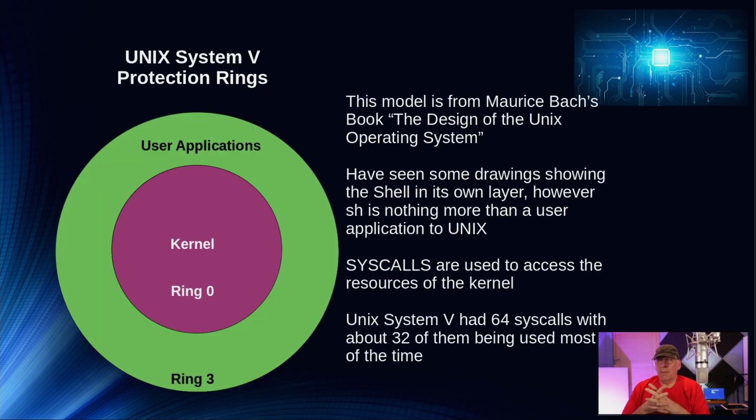This model is from Maurice Bach's book, The Design of the Unix Operating System. It's a very detailed explanation of all of the details of Unix and how it was implemented, something you hardly ever find today in proprietary software. They chose two rings, and of course in this day it was ring 0 and ring 1. The kernel occupied the system space, or kernel space, or protected space. And then the user applications ran out in what they called the Wild West, or user land.